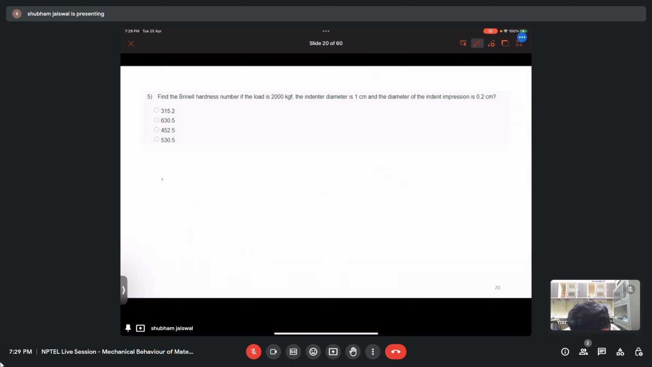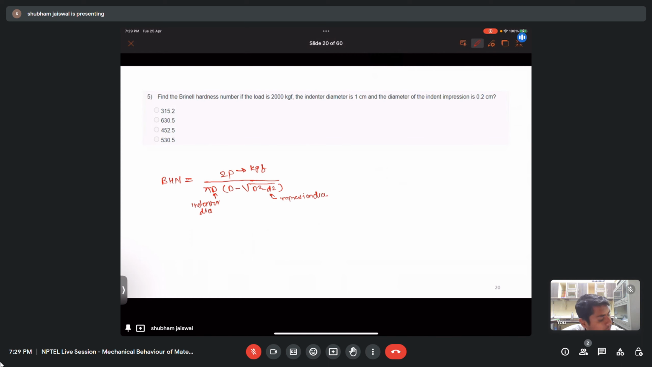So BHN is given by the equation 2P divided by pi D into D minus the square root of D square minus d square. Here P is the load in kgf, D is the indenter diameter, and small d is the impression diameter.